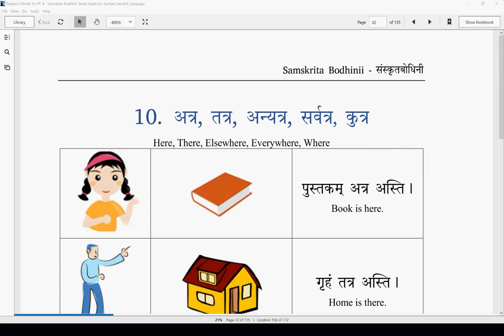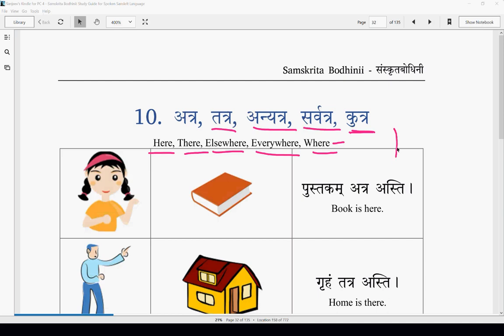Okay. So now atra, tatra, anyatra, sarvatra, kutra. So these are genderless. They are not referring to any particular object. Atra means here, and the meaning is given here. Tatra means there, anyatra elsewhere, sarvatra everywhere, kutra is where. This is a question. Kutra is like we have kaha, etc. Kaha, ka, they are all question words like kaha, ka, kim. Like that, this kutra is also a question word.